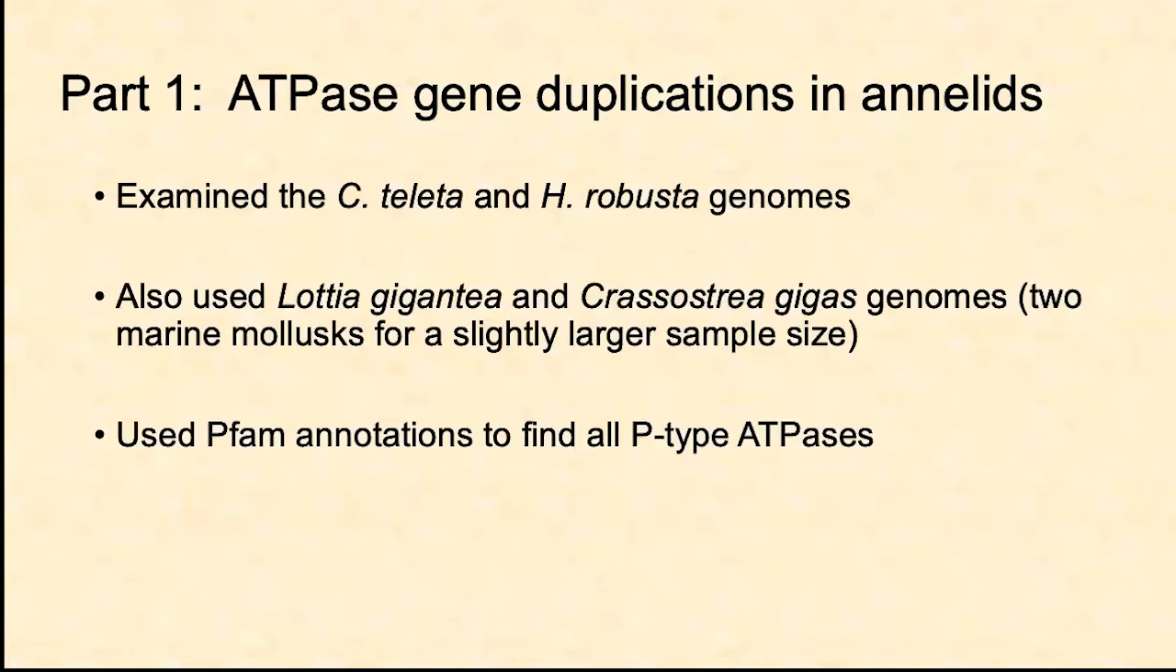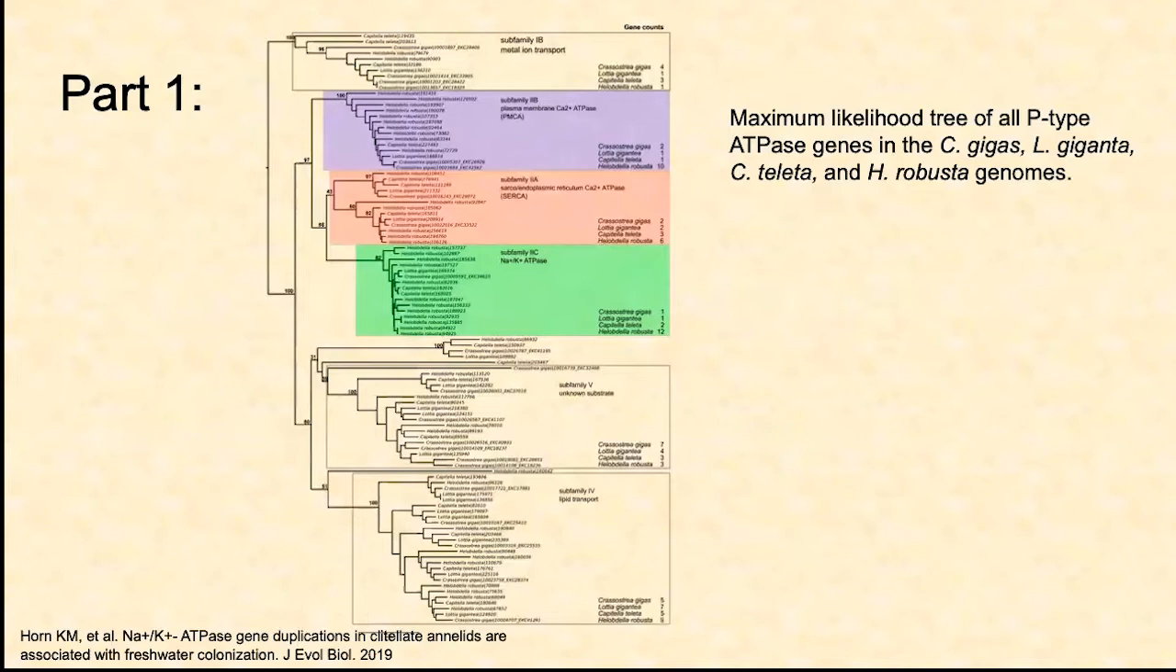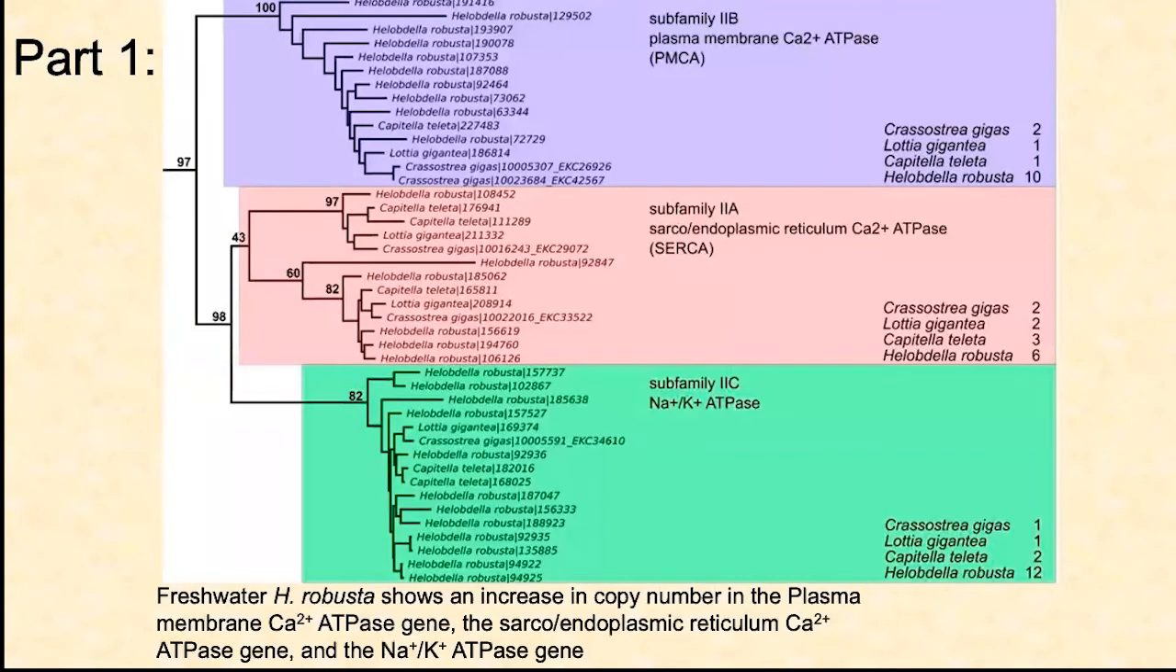So I downloaded those available annelid genomes, the Helobdella and Capitella. I also grabbed a couple marine mollusk genomes just to increase the sample size a little bit. And then I used the PFAM database, which is a database of protein annotations, to find all the P-type ATPases in those genomes. And then I did a maximum likelihood tree of all the P-type ATPases in those genomes, found all the subfamilies of that superfamily, and I identified 3 that showed a clear increase in size in the Helobdella lineage. Those are the plasma membrane calcium ATPase, the sarcoendoplasmic reticulum calcium ATPase, and then that gene I was just talking about, the sodium potassium ATPase.